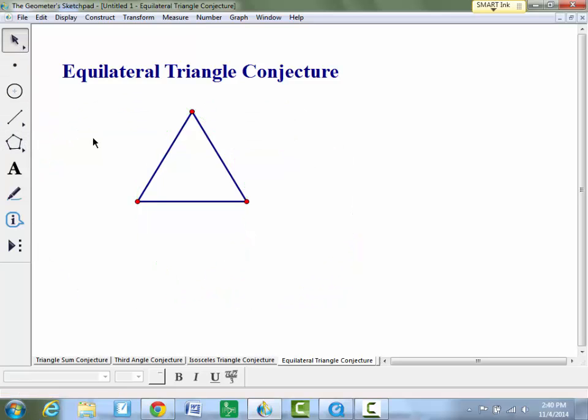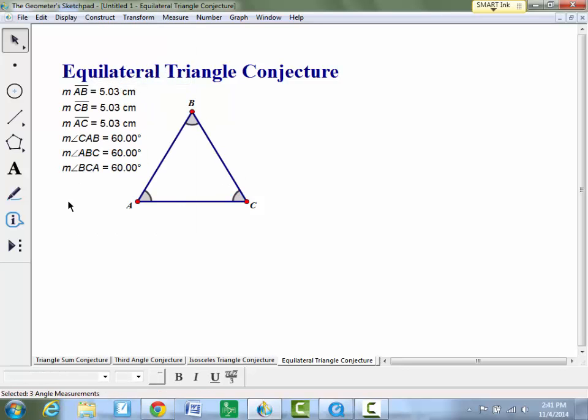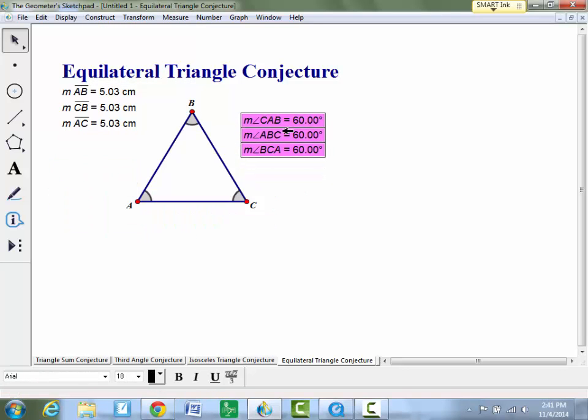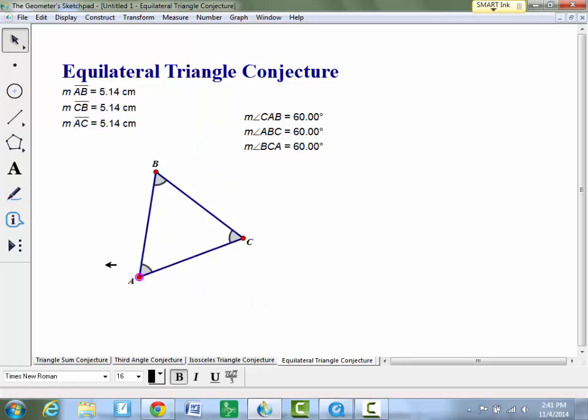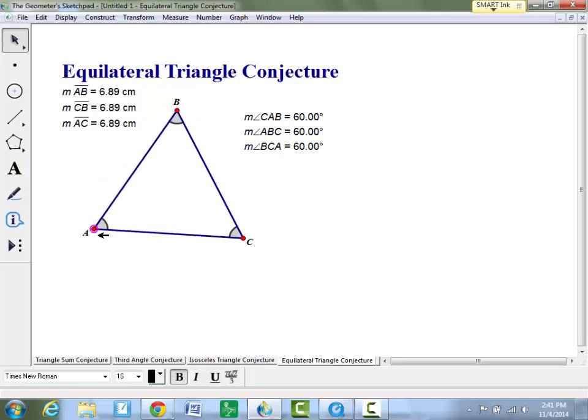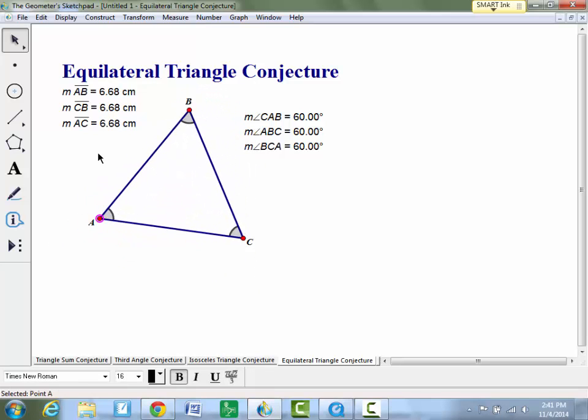And what does this conjecture state? It states that if you know all the sides are equal, okay, then all the angles then must be equal. Okay, and then conversely, if you know all the angles are congruent, then all the sides must be congruent. And you can kind of move this around and see that the angles will always measure 60 degrees and the sides will be congruent. Okay.